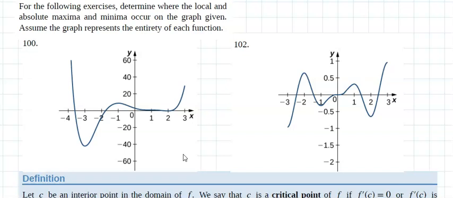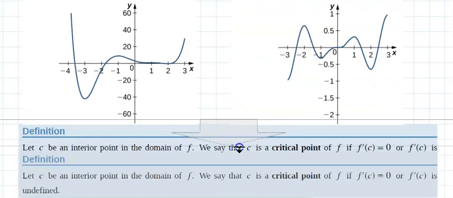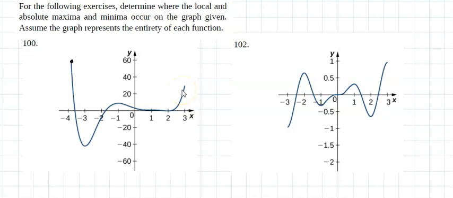So here are the graphs. For the following exercises, determine where the local and absolute maximum happens. Well, let's see. If I walk left to right. Now, in this book, they're assuming that if you read the problem, it says maximum, assume the graph represents the entirety of the function. So this is the limit. It stops right there. That's what they're saying.